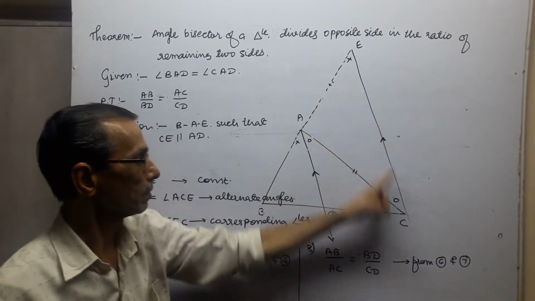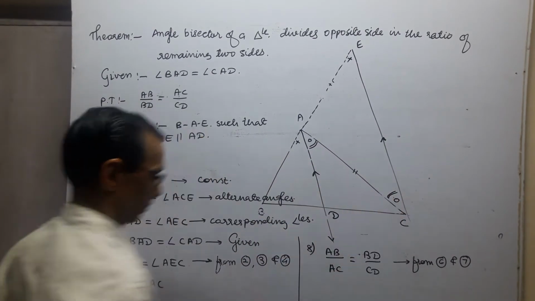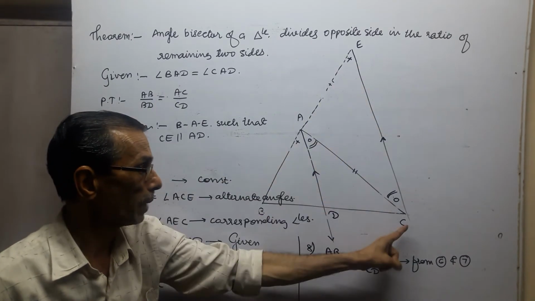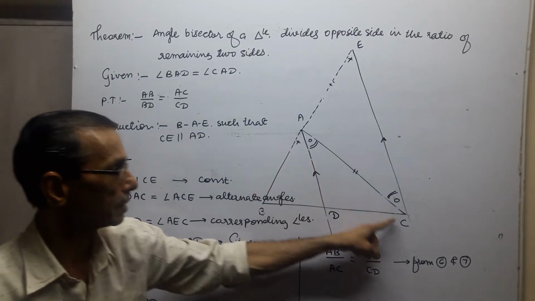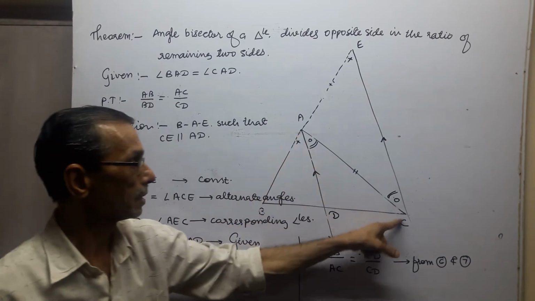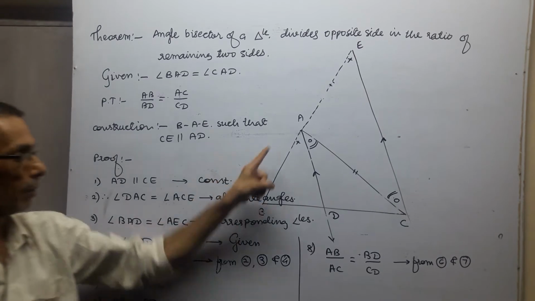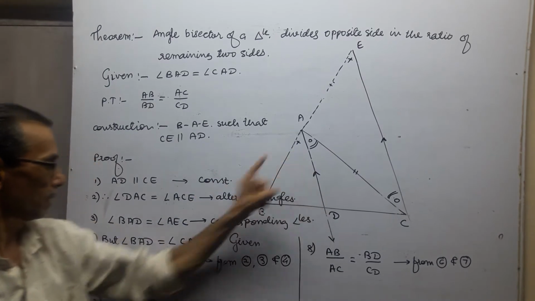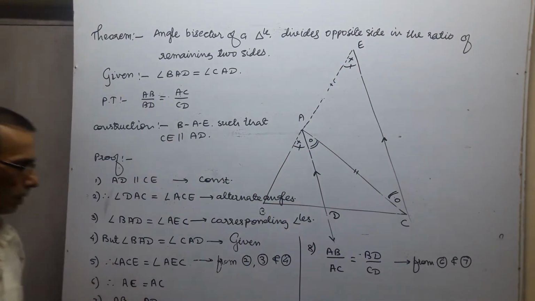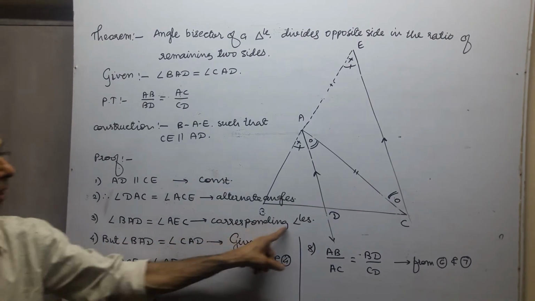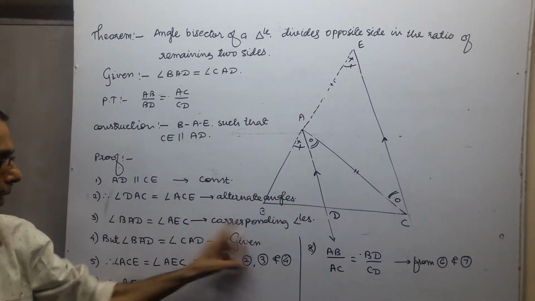Why? Construction. Now you find that these two angles are alternate angles, because AD and CE are parallel and AC is the transversal. So angle DAC and angle ACE are alternate angles. Similarly, angle BAD and angle AEC are equal because they are corresponding angles. Once again, these are parallel and AE is the transversal. So these are corresponding angles.